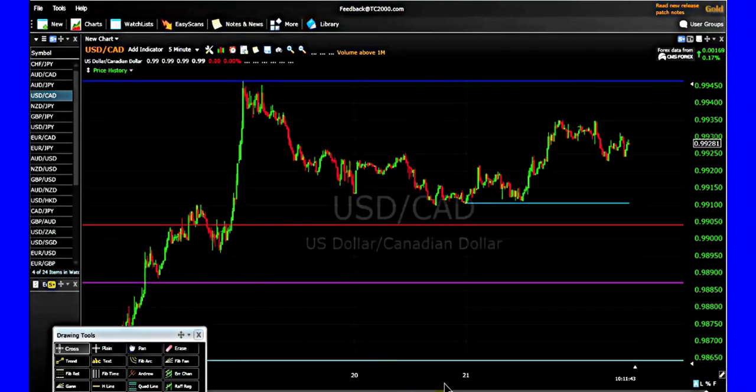So today is the 21st. You see the vertical line here, that's today. But you can see the Asia session for the USD CAD was somewhere here. In fact, during the Asia session, the price was trying to come near the median line of last Friday. Did you see that?